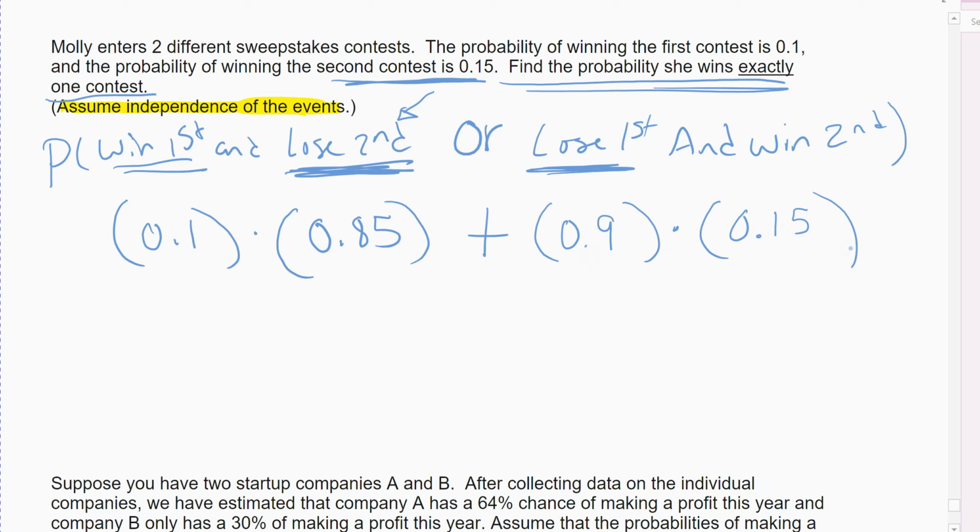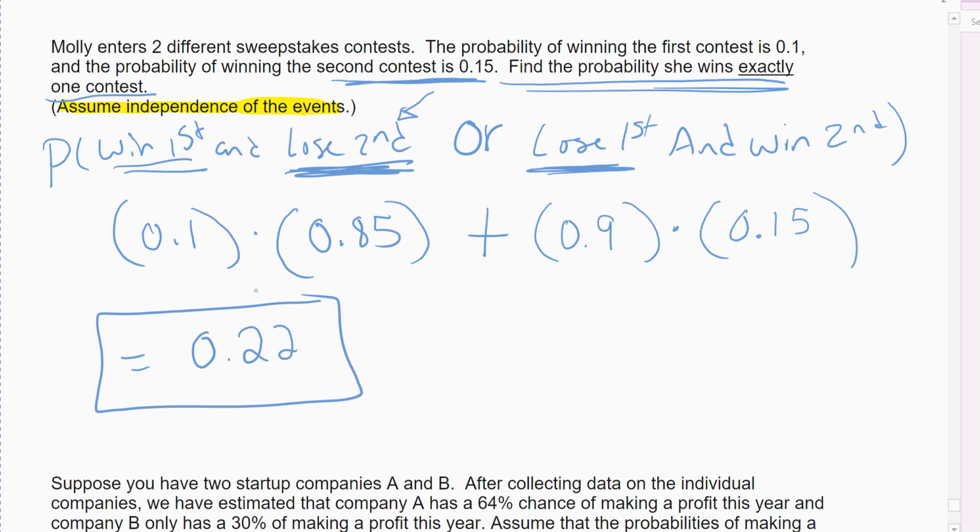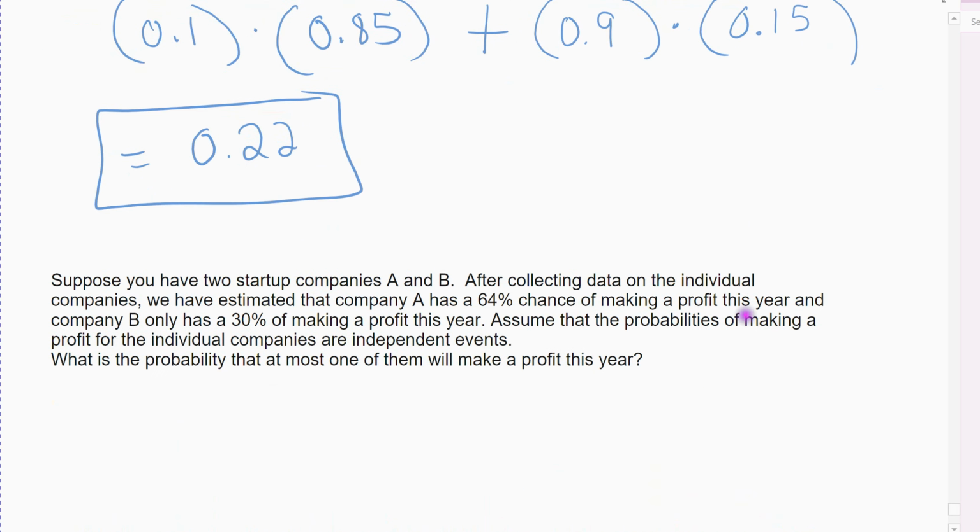So I just put this all in my calculator at one go. So multiply and add. So the probability she wins exactly 1 contest, 0.22. So she has about a 22% chance of winning one of them. We don't know which one, but she has a probability of 22% of winning one or the other, the first or the second. Which means if she only is winning one, she's losing the other. She also has a 22% chance of losing one, losing exactly one. Alright, next example.